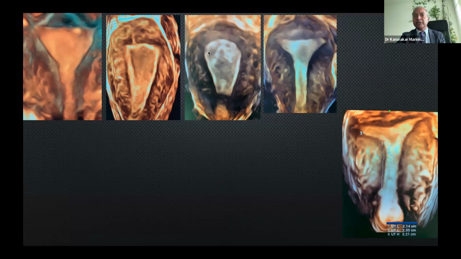The only reason I'm showing this slide is you can see the caesarean scar here. You can see the myometrial outline. You can see the endometrial outline. You can see the lateral extensions of the endometrium. That's the purpose of showing this slide. And you can see the T-shaped anomaly in the making.